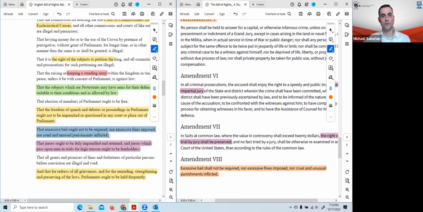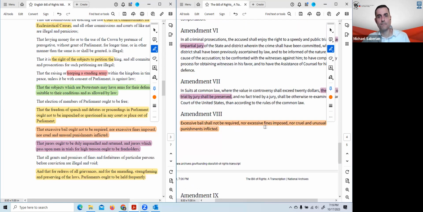is pretty much this article right here. It is cut, copied, and pasted. No excessive bail, no excessive fines, no cruel and unusual punishments. Now, it doesn't define exactly what cruel and unusual is. Again, that is left to democratic processes.